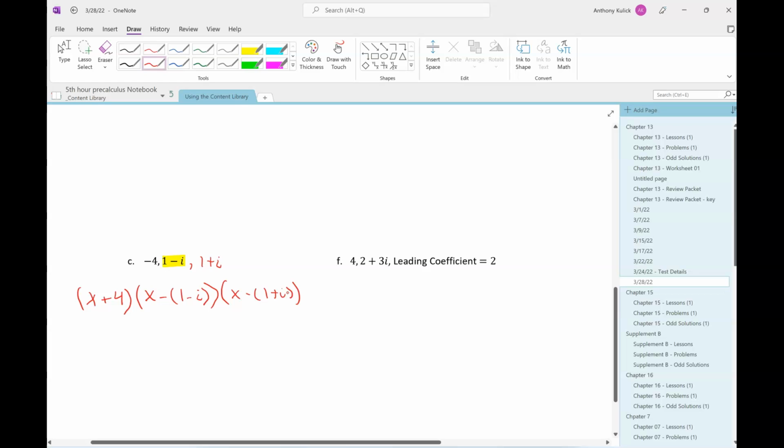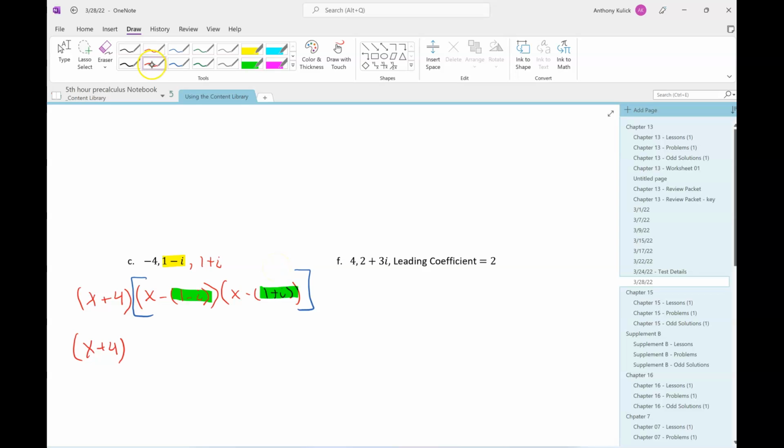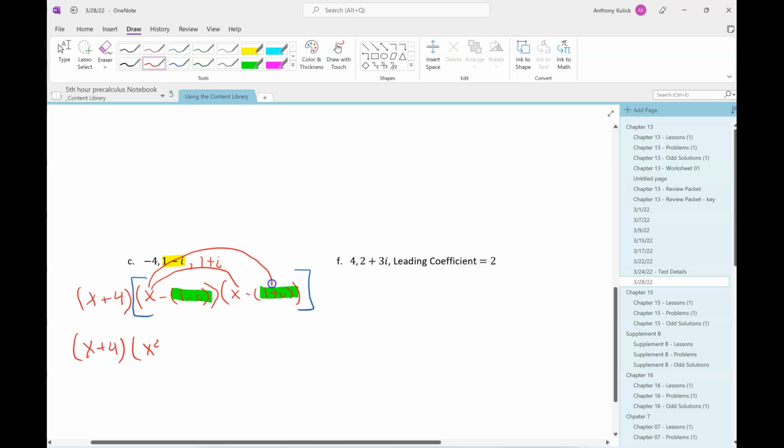Okay with this so far? Notice all I'm doing is basically subtracting the zero from x. That's how I'm getting the factors. These two that are conjugate pairs, I'm going to multiply together. I'm just going to leave that other one alone. So I'm going to FOIL these out, treating these complex numbers as one thing. So when I FOIL, I'll do x times x, and then x times 1 plus i, and then x times 1 minus i. Then I'll have 1 minus i times 1 plus i. Okay, so far?